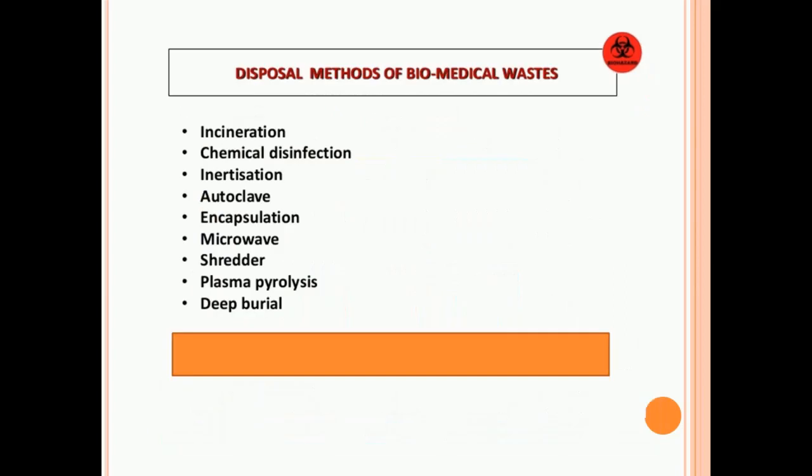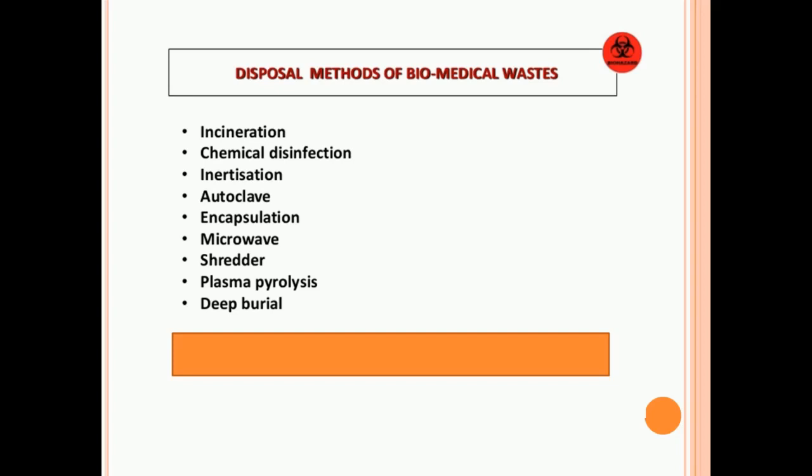So coming to the disposal methods, as I told you, we have incineration, chemical disinfection, and inertization. This is nothing but making the material inert so that it does not interact with anything, and then disposing it in a landfill or something like that. Then you have autoclaving, which I told you is for killing organisms. Encapsulation is one technique where they try to close that material with something else outside, encapsulating it. But this is not that safe because there is a chance of it coming out and leading to problems.